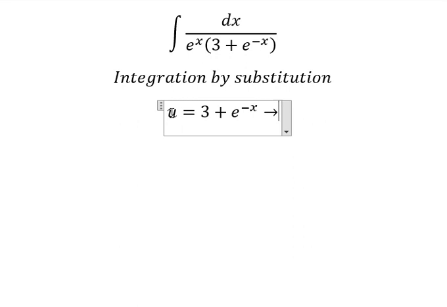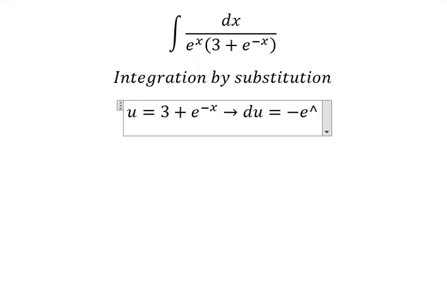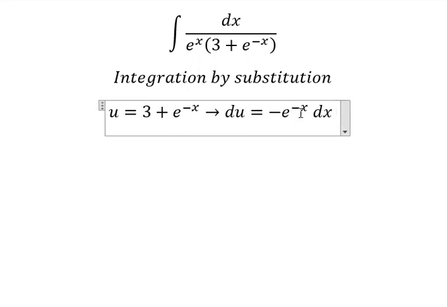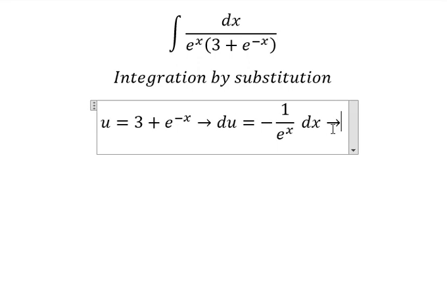Later, we need to take the first derivative of both sides. First derivative of 3, this is a constant, so you get 0. First derivative of e to the power of negative s, we have negative e to the power of negative s ds. And we know that this one is 1 over e to the power of s. Because we don't have a negative sign in here, we need to move the negative to the left.